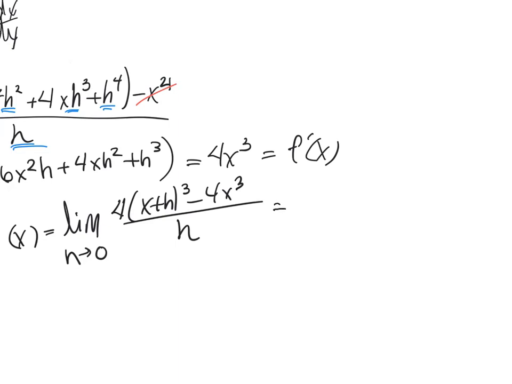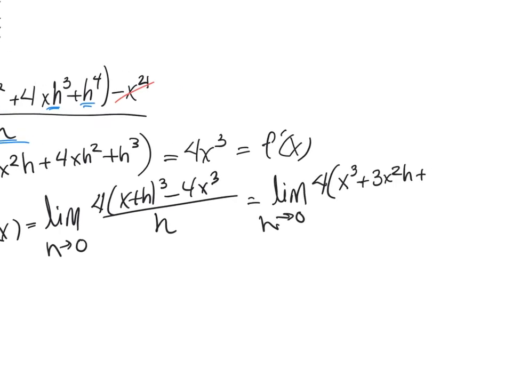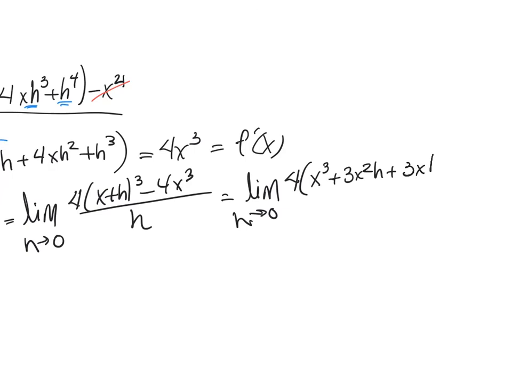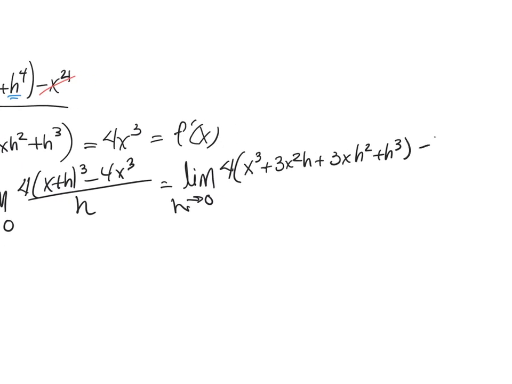So this is equal to the limit as h goes to 0 of 4 times, Pascal's triangle tells me this is x to the 3rd, plus 3x squared h plus 3x h squared plus h cubed, minus 4x to the 3rd all over h. See why I'm never doing this again? Yeah.